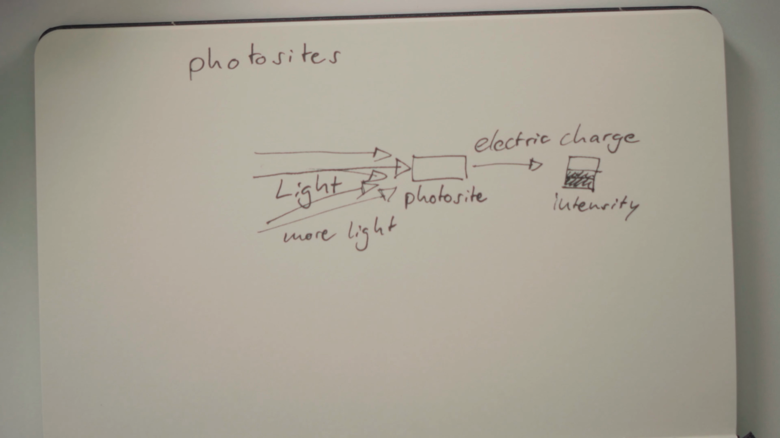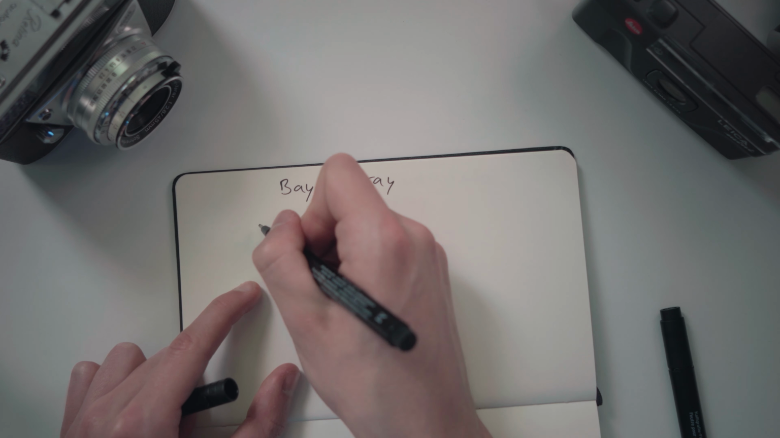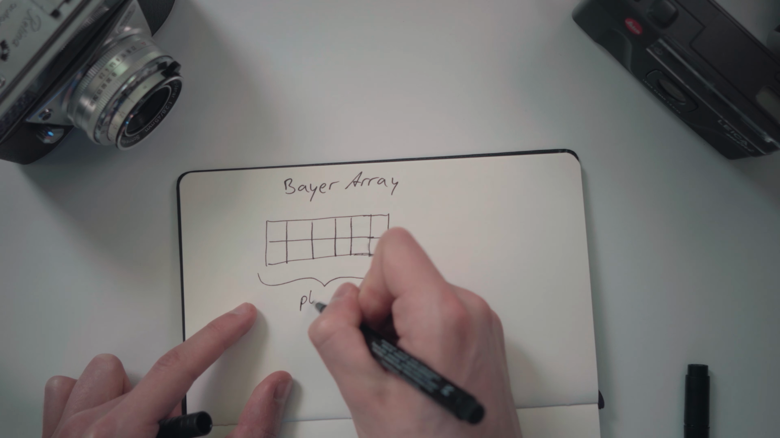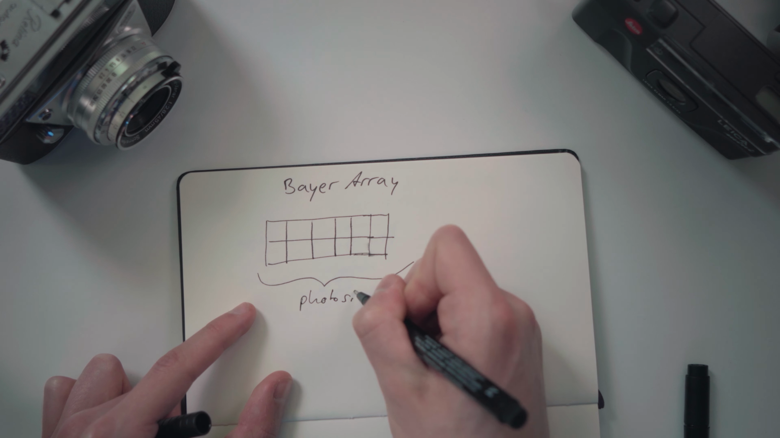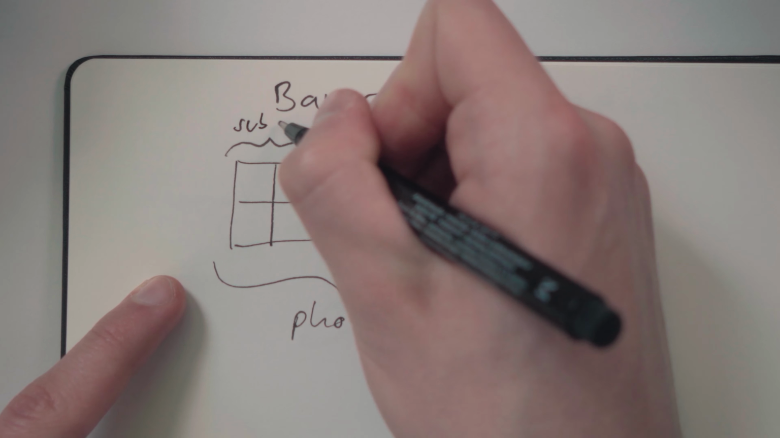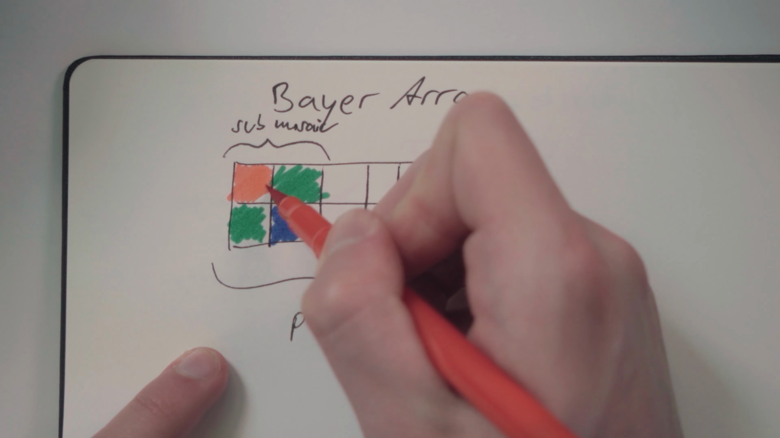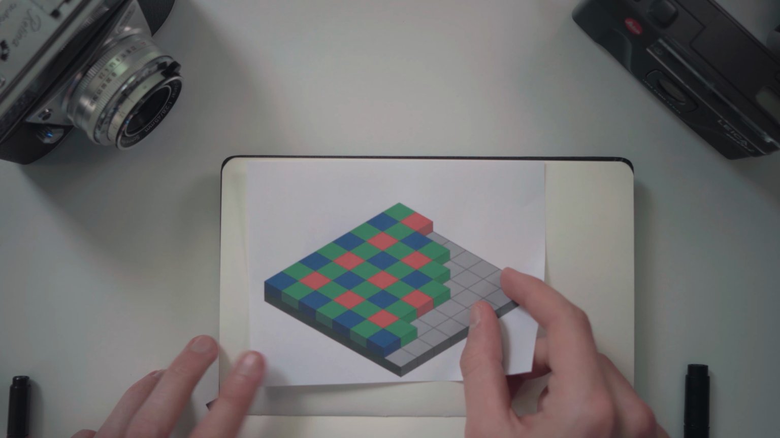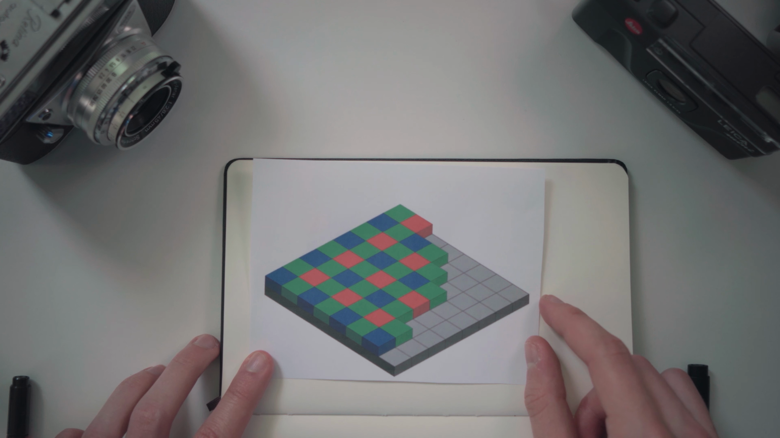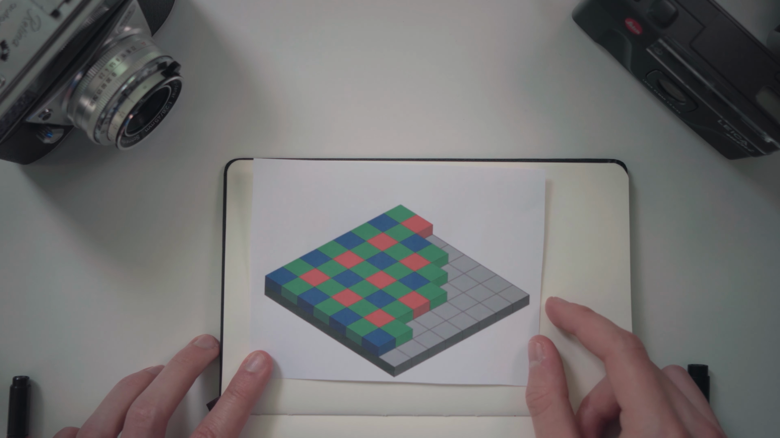The most commonly used color filter array is the Bayer array. This Bayer array sits in front of the photosites. Each submosaic is 2x2 filters and consists of 2 green, 1 blue and 1 red filter. Each of these filters covers 1 pixel. The filters only let through their respective wavelengths.